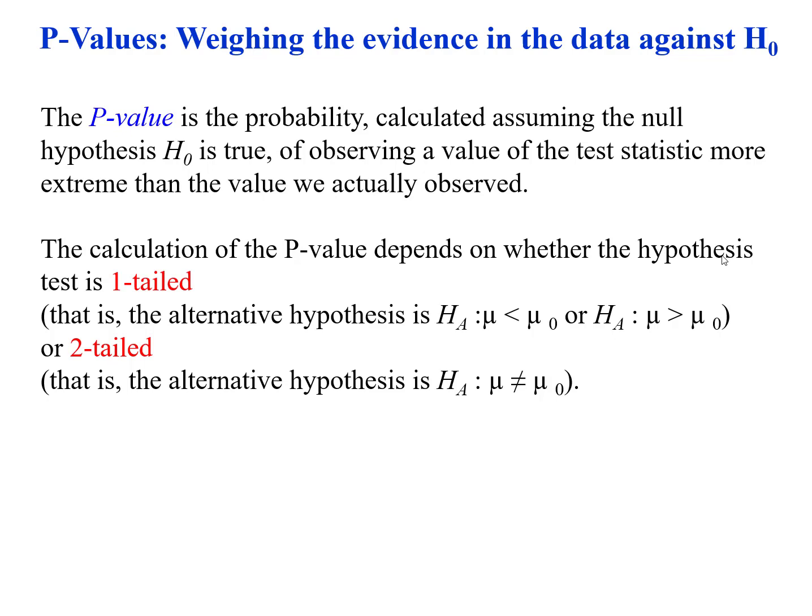You can understand the tail of the test from the alternative hypothesis. The alternative hypothesis will be less than, greater than, or not equal to. If you want to construct the null hypothesis, then if the alternative is less than, the null will be mu greater than or equal to mu naught. If the alternative is greater than, the null will be mu less than or equal to mu naught. If it is not equal to, the null hypothesis will be mu equal to mu naught. Now we will check on the basis of these and calculate the p-value.